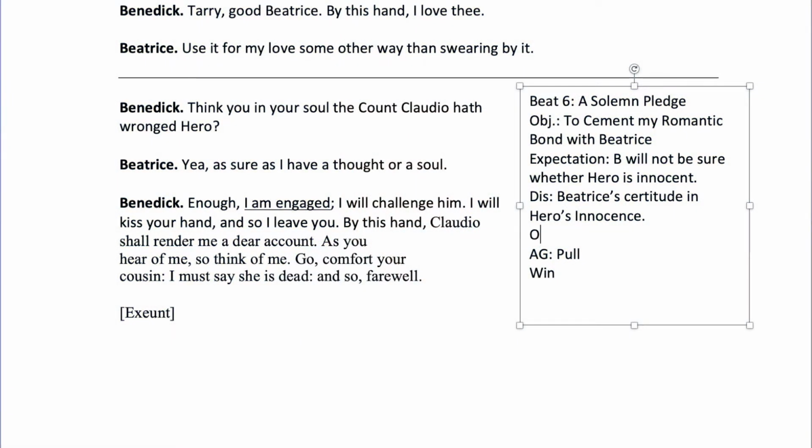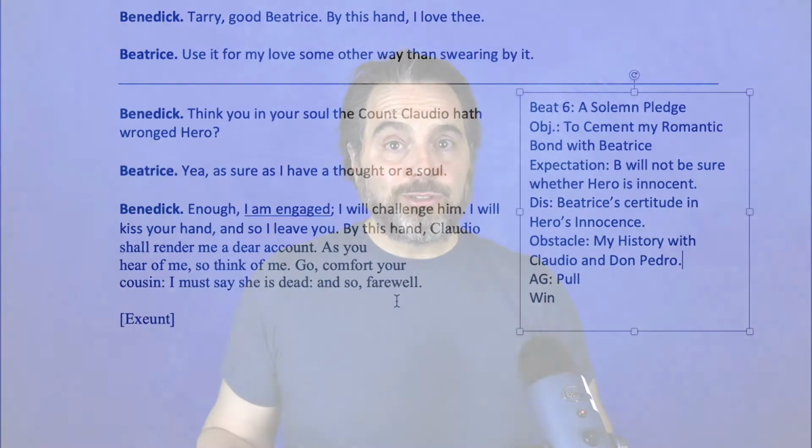And finally, the final beat, which is a solemn pledge: "Think you in your soul that Count Claudio hath wronged Hero." That goes for three lines, the final three lines of the scene. My objective is to cement my romantic bond with Beatrice. We're together now. The obstacle is that I love and have a history with Claudio and Don Pedro, so this is really going to put a damper on that. Those are the obstacles to those objectives, which is good to write in. If you see more than one, go ahead and put that in too, because that's important.